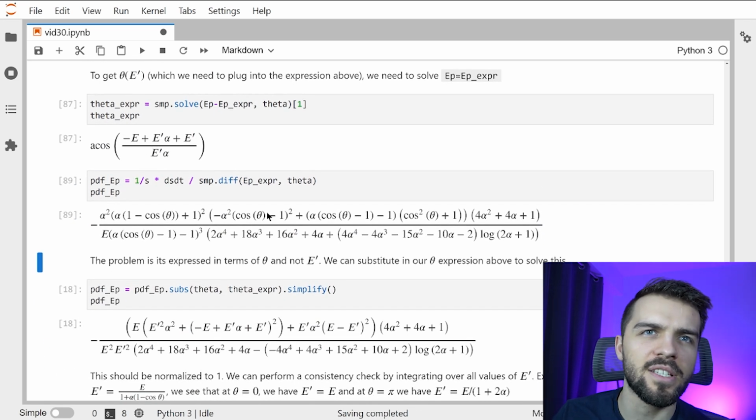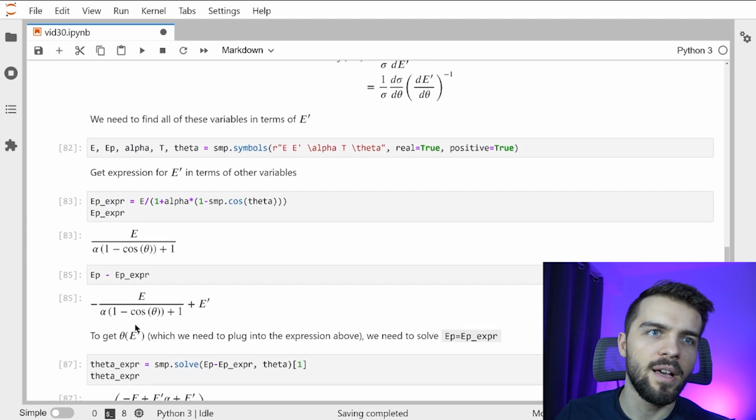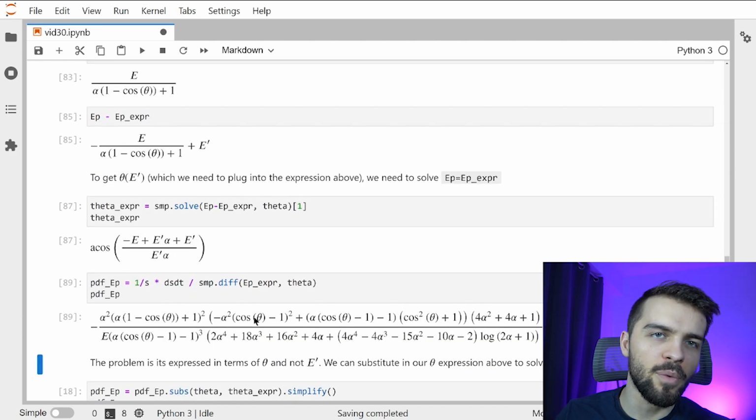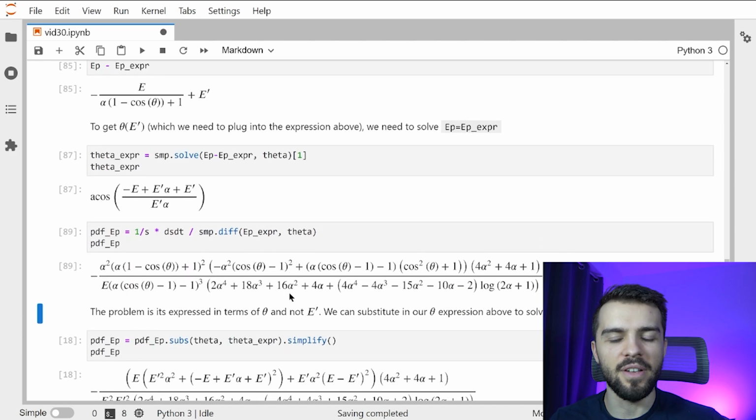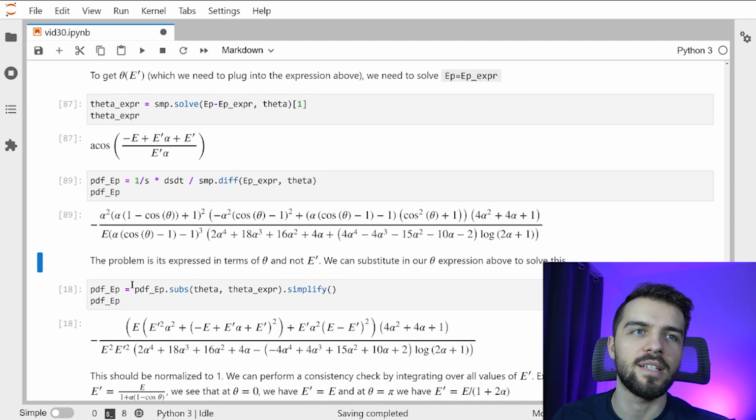But the problem is this is in terms of theta, but not in terms of E prime like I want it to be. But I know what theta is in terms of E prime, so I can substitute this, which is equal to theta, for every one of these thetas in this expression here. And you can see again why this would be a huge pain to do by hand. So for each of these thetas, I plug this in.